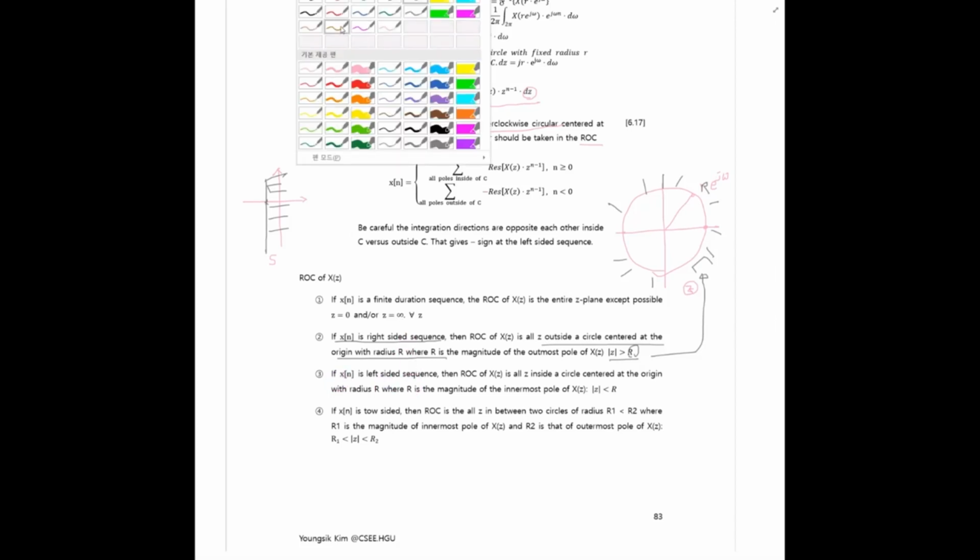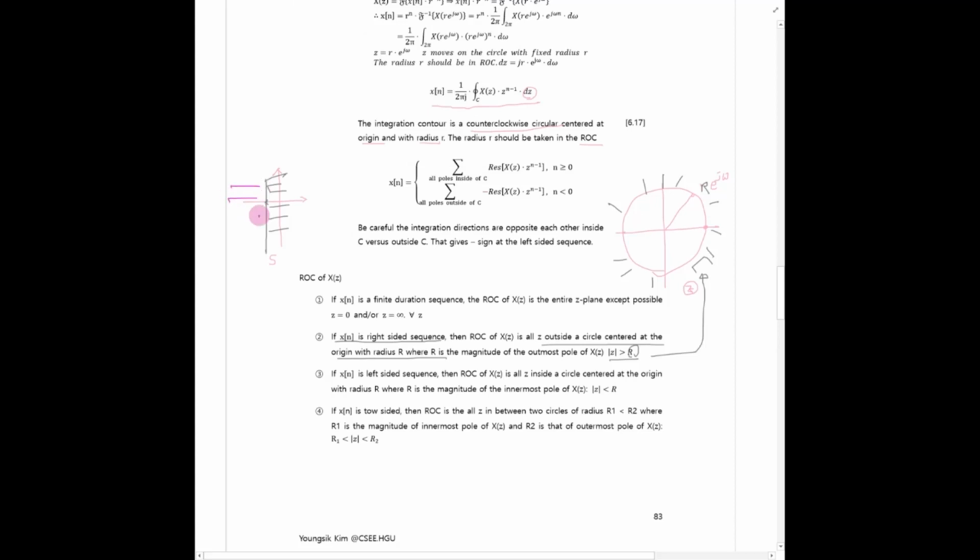If x[n] is a left-sided signal, in the case of the Laplace transform, it was left-sided. This is the region of convergence. Then it is a left-sided one. The left-sided case is inside of the circle. Then, in this case, it's a left-sided signal.